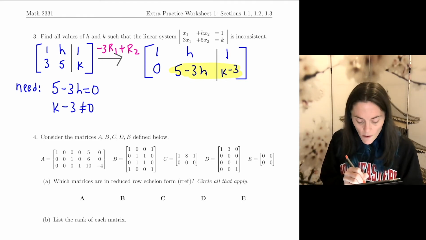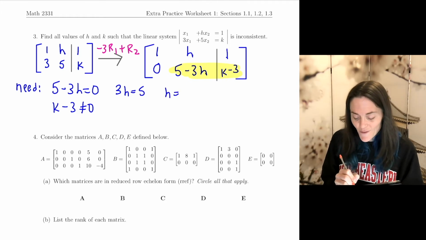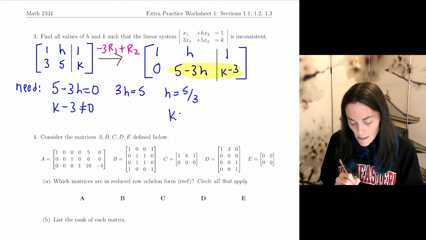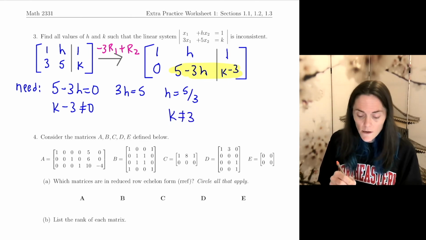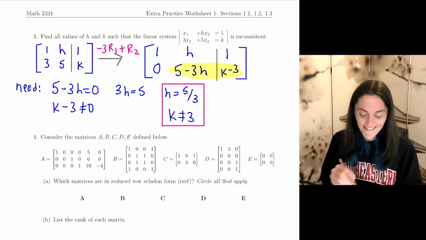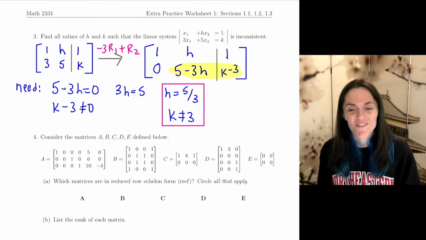Well, we can just solve. We get 3h is 5. We have h is 5 over 3. And at the same time, we need k to be not equal to 3. So this is our final answer right here. Those are all values of h and k.